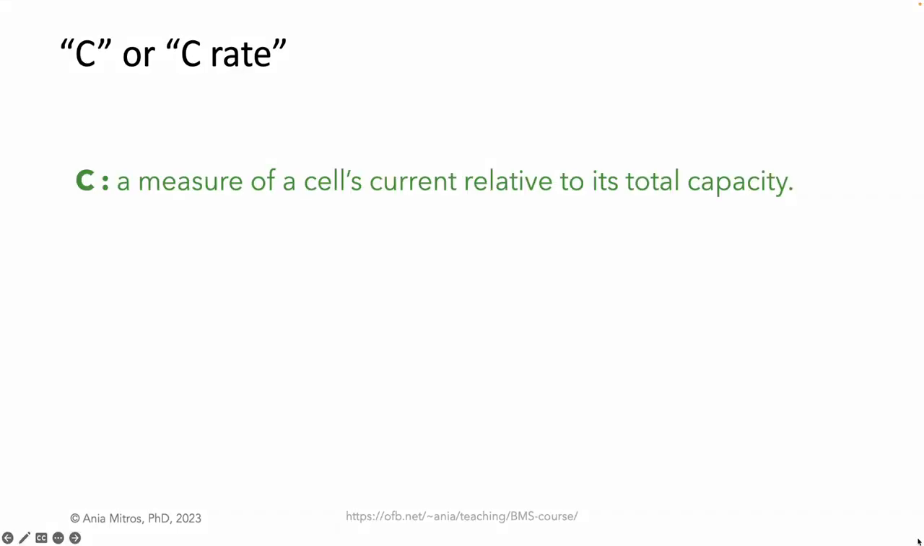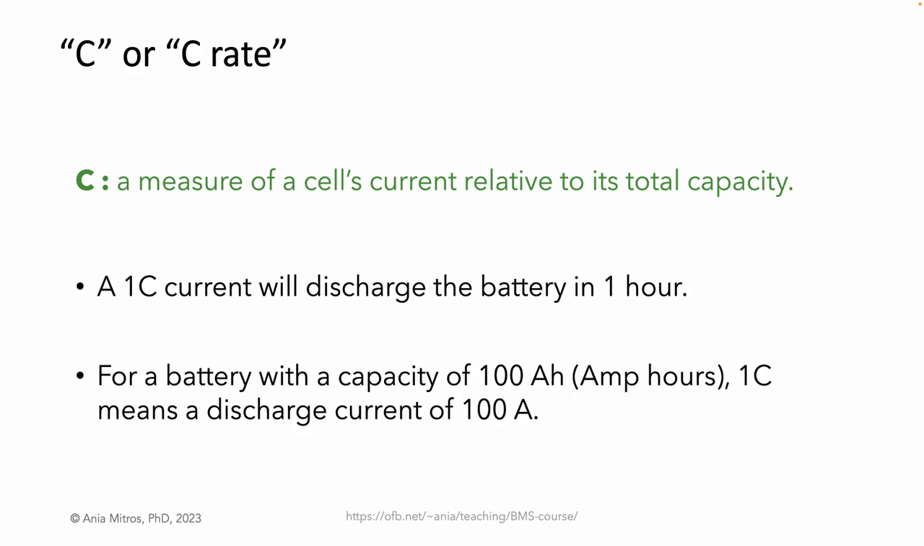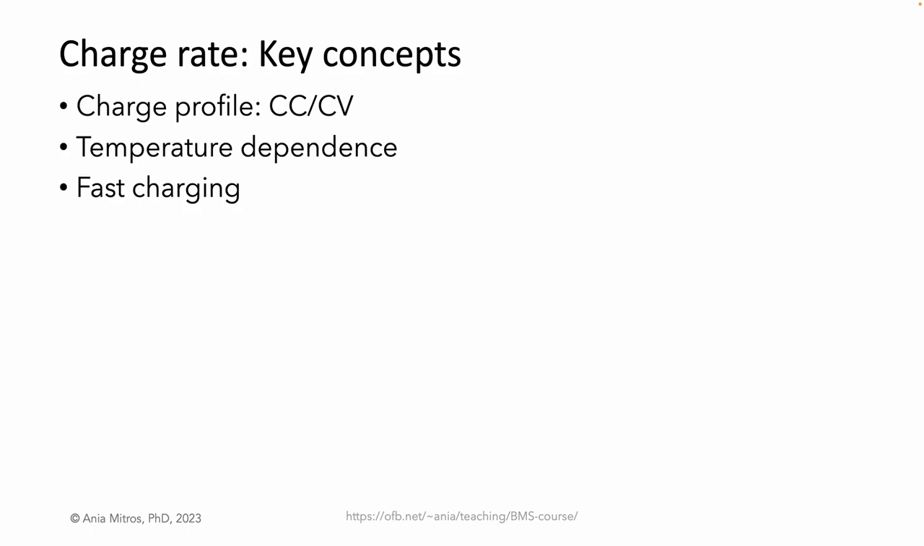Before we dive into charge rate, though, I need to introduce a bit of terminology. In the context of batteries, C, or C rate, is used as a measure of a cell's current relative to its capacity. A 1C current, by definition, will discharge a battery in 1 hour. For example, for a battery with a 100 amp-hour capacity, 1C means a current of 100 amps. We will briefly mention 3 concepts around charge rate. We'll review the common CCCV charge profile, then temperature range for charging, and lastly, fast charging.